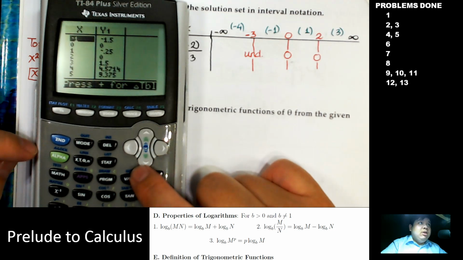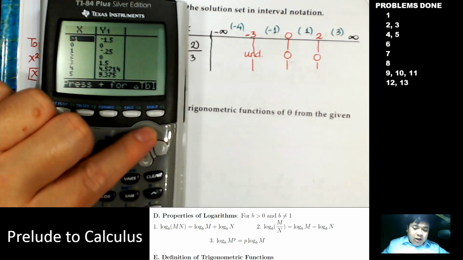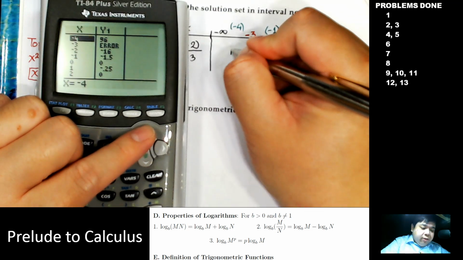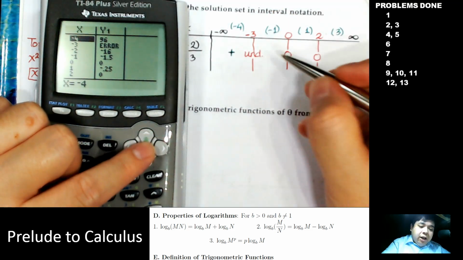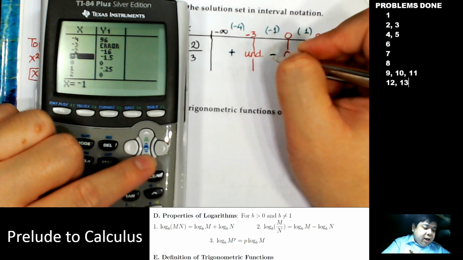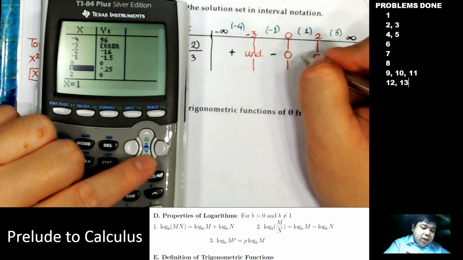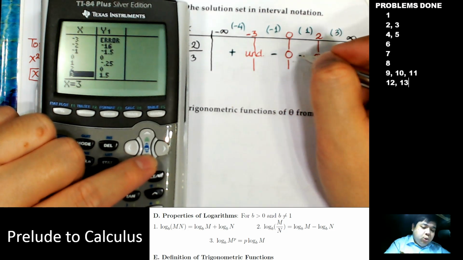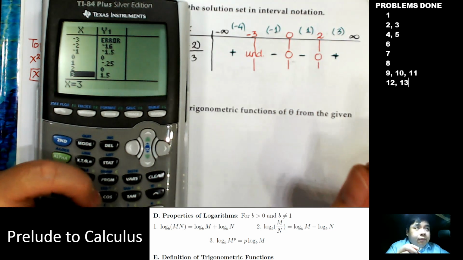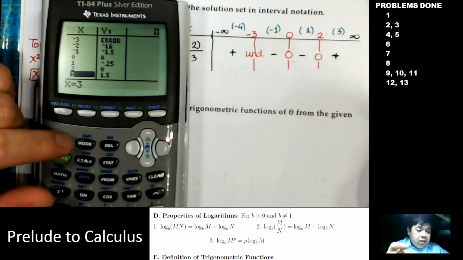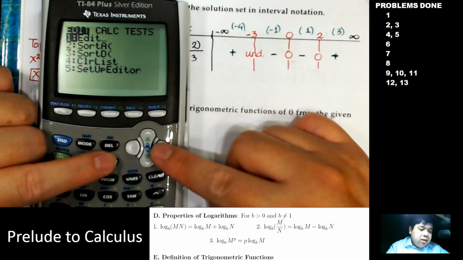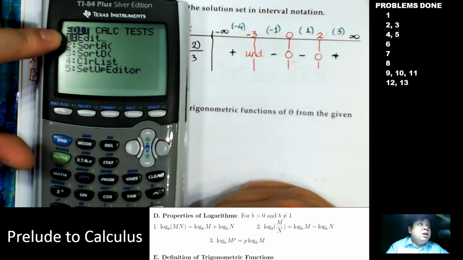We have the table. At -4, we will have positive 96. At -1, we have negative. At 1 is also negative. At 3 is positive. Right, so that is one way to do that. Another way to do that is using the table. So hit the stat, run the first one, edit.